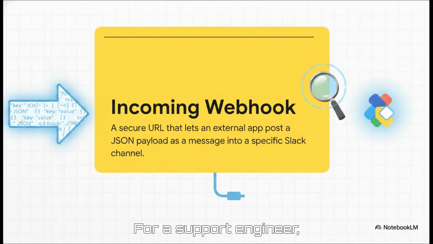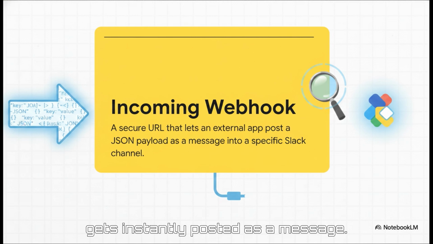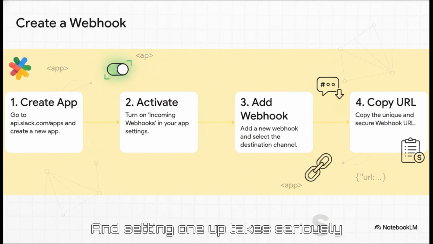For a support engineer, the incoming webhook is going to be your best friend. It is essentially a special secret web address that Slack generates just for you, pointed at a specific channel. Anything you send to that URL, like our Block Kit JSON, gets instantly posted as a message. It's a secure, one-way bridge from your app straight into Slack. And setting one up takes, seriously, just a couple of minutes.